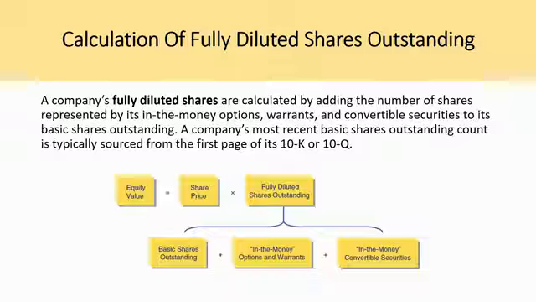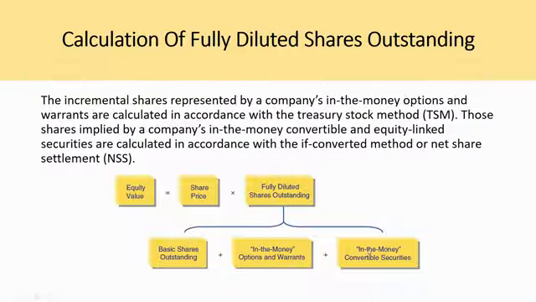But you need to calculate the dilutive effect of the in-the-money options and warrants and the in-the-money convertible securities. The incremental shares represented by a company's in-the-money options and warrants are calculated in accordance with the treasury stock method, the TSM. Those shares implied by a company's in-the-money convertible and equity-linked securities are calculated in accordance with the if-converted method or the net share settlement method.